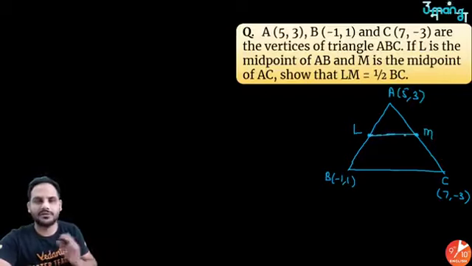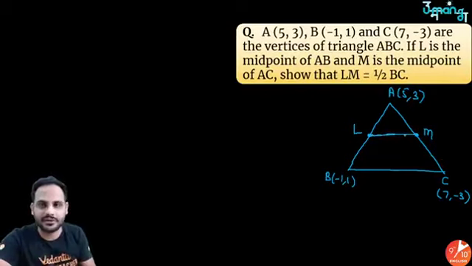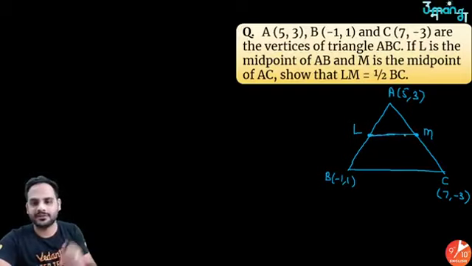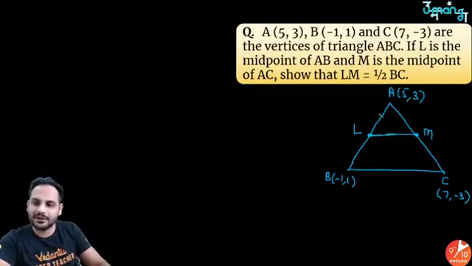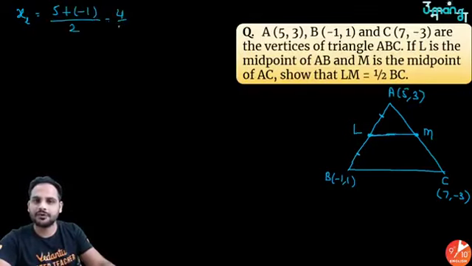So now look, the distance formula must be used because we are talking about distances. So to get the distances, it is very important to get the coordinates of L and the coordinates of M, right? So for the coordinates of L, son, look, since L is the midpoint of AB, use the midpoint formula. So the x coordinate of L is equal to (5 plus minus 1) whole divided by 2, 4 by 2, which is equal to 2. The y coordinate of L will be equal to (3 plus 1) divided by 2, which is again 4 by 2, which is equal to 2.